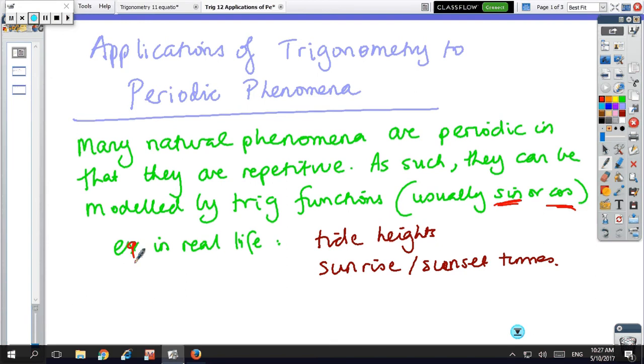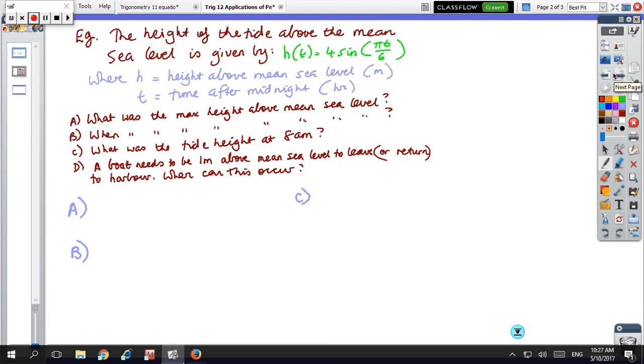Some examples in real life that we're going to look at: tide heights and sunrise sunsets. But we'll look at just one example on the next page. They're the normal applications. So come across when you're ready. Okay, so I've got an example here.